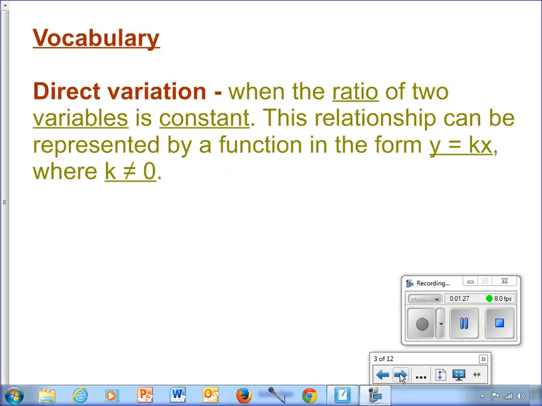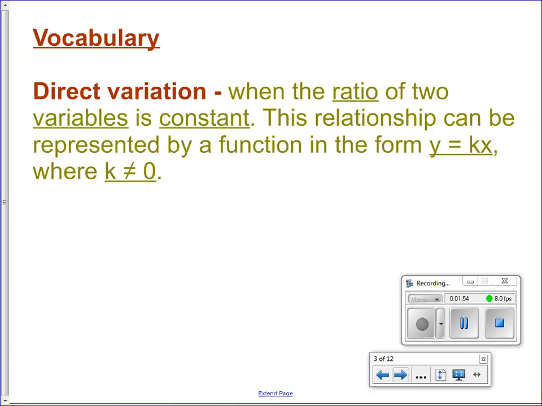We have some vocabulary today. First of all, direct variation is when the ratio of two variables is constant. Also, the relationship can be represented by a function in the form of y is equal to kx, where k is not equal to 0. So, an example of direct variation would be y equals 5x, or y equals 1/2 x.